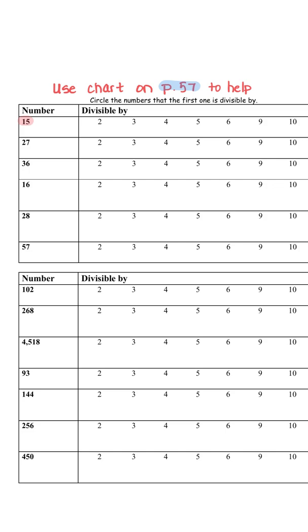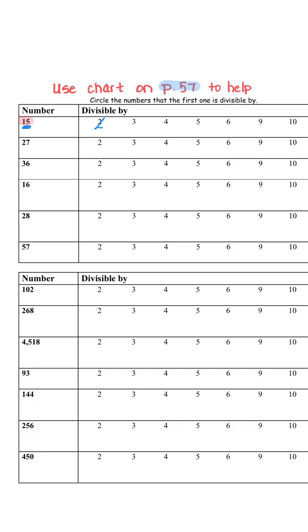So the number 15, what you're going to be expected to do is look at the number 15 and decide which numbers it's divisible by. You're going to go number by number and use the chart on the previous page to figure out if it's divisible by each number or not. So let's look at the first one. The number 15. Is it divisible by 2? So we're going to look at the 2. Does it end in an even number? 0, 2, 4, 6, or 8? The answer is no. So it is not divisible by 2.